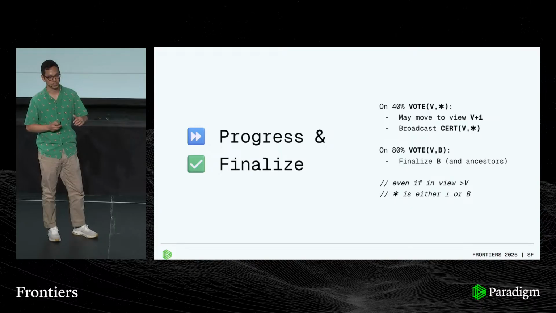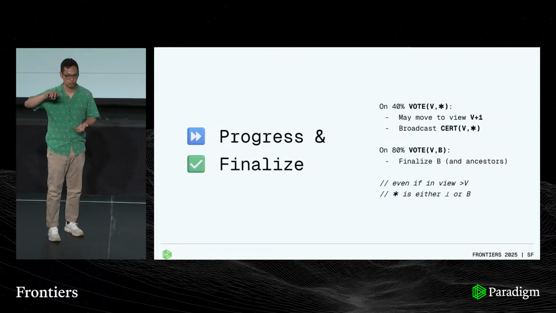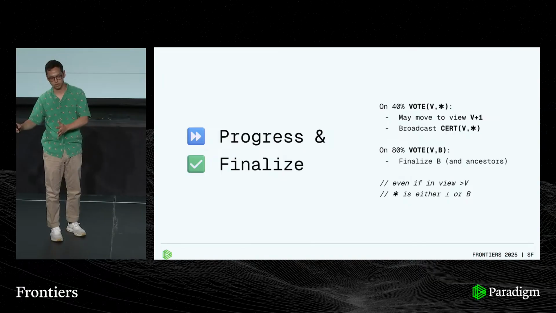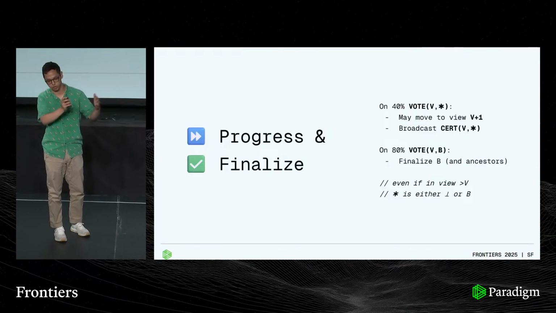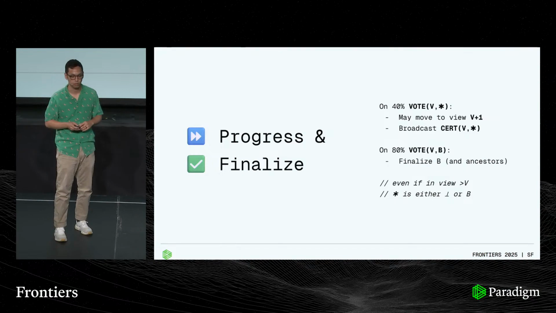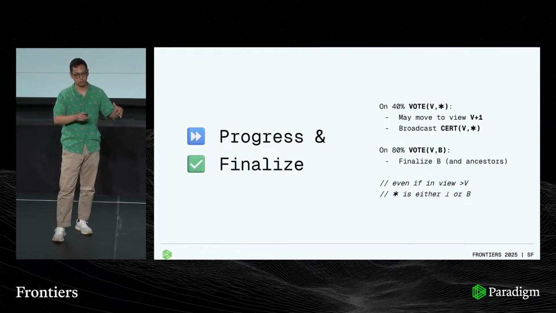If you see 80% of votes, and remember, you've already moved on to the next view at this point, because to see 80% for something, you must have seen 40% for it. If you see 80% for it, so this will be in a previous view now, because you've moved past the current view, but you're still waiting for these votes to come in from that old view. If you see 80% come in, then you just finalize the block. You know it can't be usurped by anything else. And because it's finalized, all of its ancestors, so its parent and parent's parents, are all finalized implicitly.